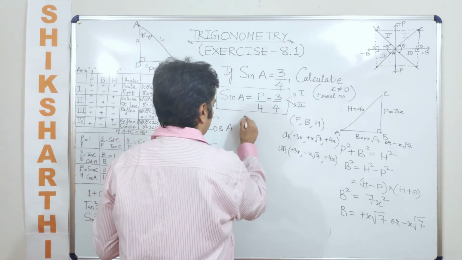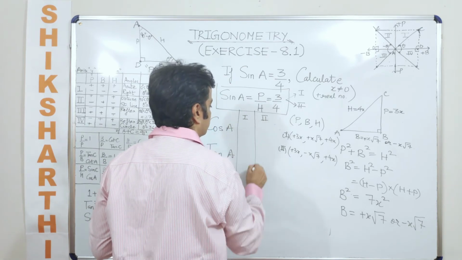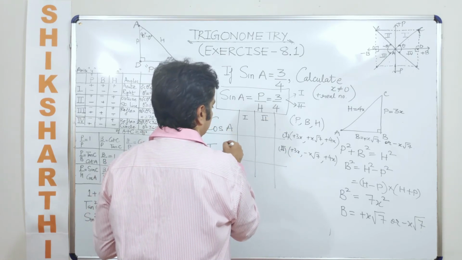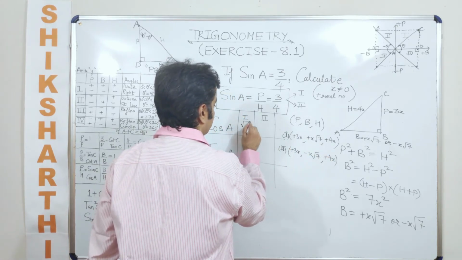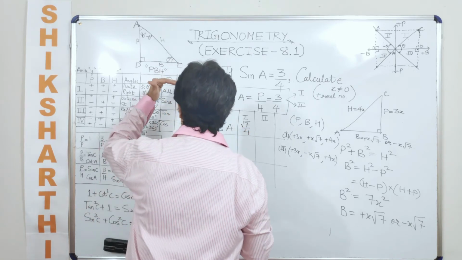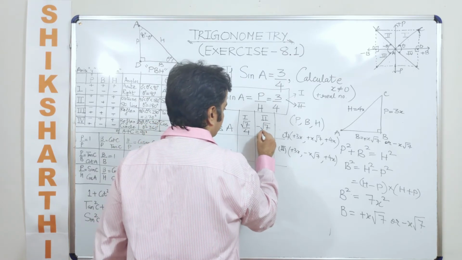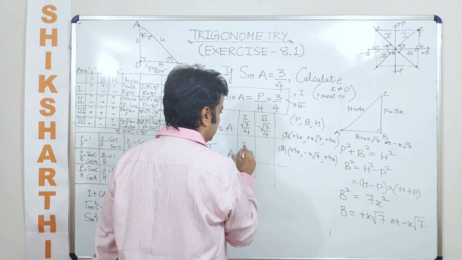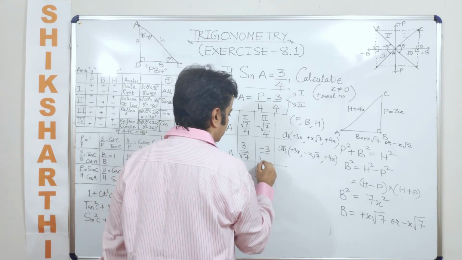Now cos A. So let me make the quadrants here, first quadrant and second quadrant. We know cos is what? Base upon hypotenuse. In the second quadrant, we know that cos is positive in the first and the fourth, so in the second quadrant, it will be negative. Tan. Tan is perpendicular upon base. So you would have said that this is nothing but 3 by root 7, and tan becomes negative in the second quadrant.